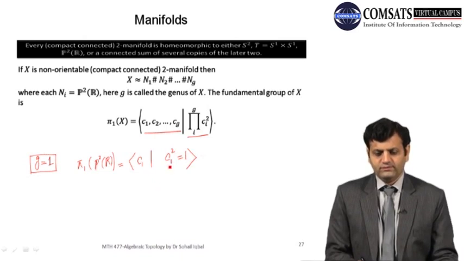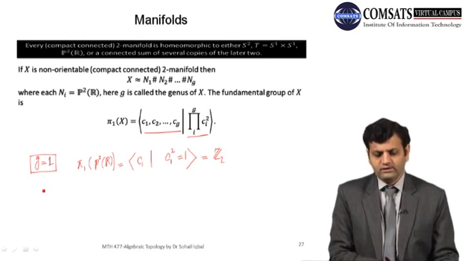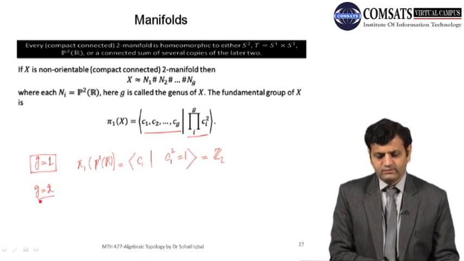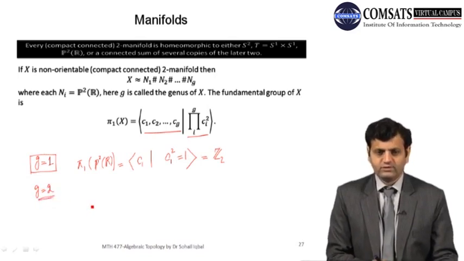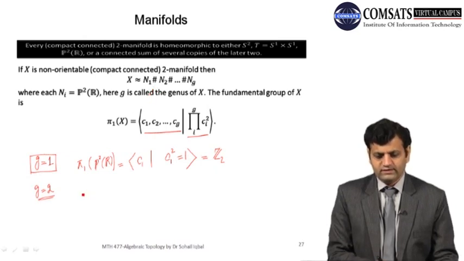Okay, so from here we can see that the fundamental group of the real projective plane is going to be equal to the cyclic group of order 2. Similarly, we can see other examples. For example, what will be the fundamental group of the Klein bottle? We have seen that if we take the connected sum of two real projective planes, then it's going to be the Klein bottle. Okay, so let's see the fundamental group of the Klein bottle.